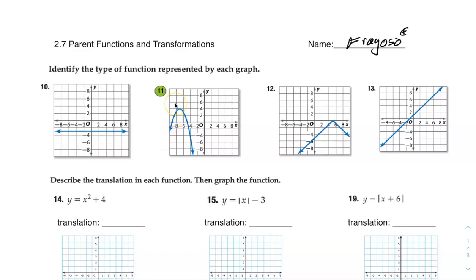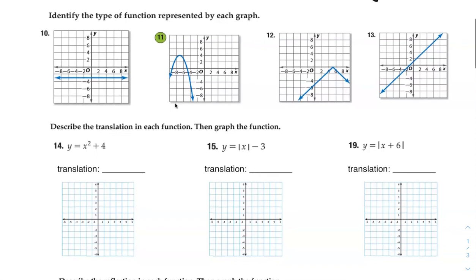Lesson 2.7, parent functions and transformations. So let's go to this worksheet. Identify the type of function represented by each graph. So I just want to know what type of function it is. Like this right here, that's a linear function. You can also know it as a constant function, that also counts.